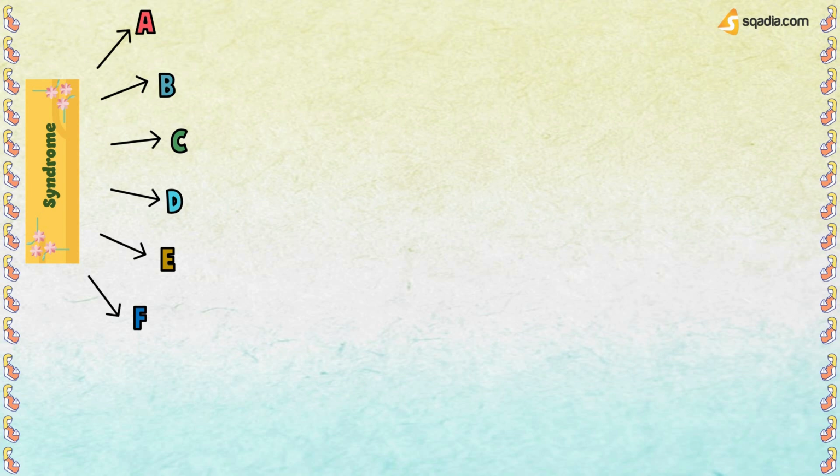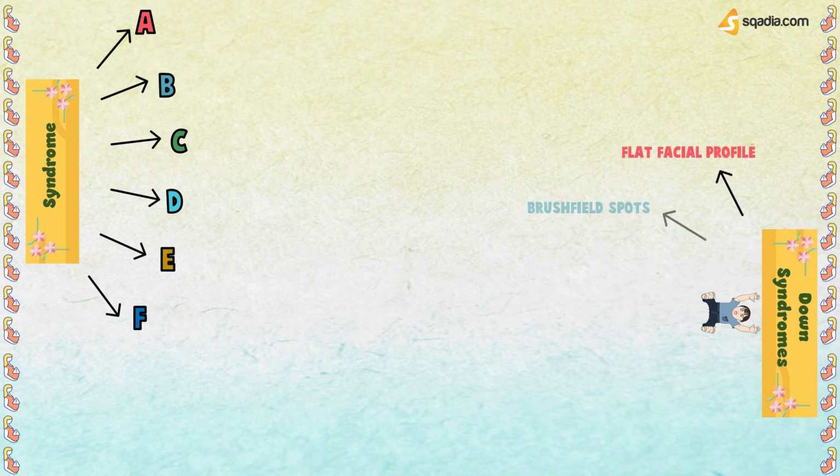Ma'am, can I give an example of syndrome? Yes, sure. For example, Down syndrome due to trisomy 21, which means chromosome 21 having an extra copy. This trisomy 21 is the single underlying cause. It leads to groups of anomalies, such as flat facial profile, Brushfield spots, epicanthal fold, clinodactyly.